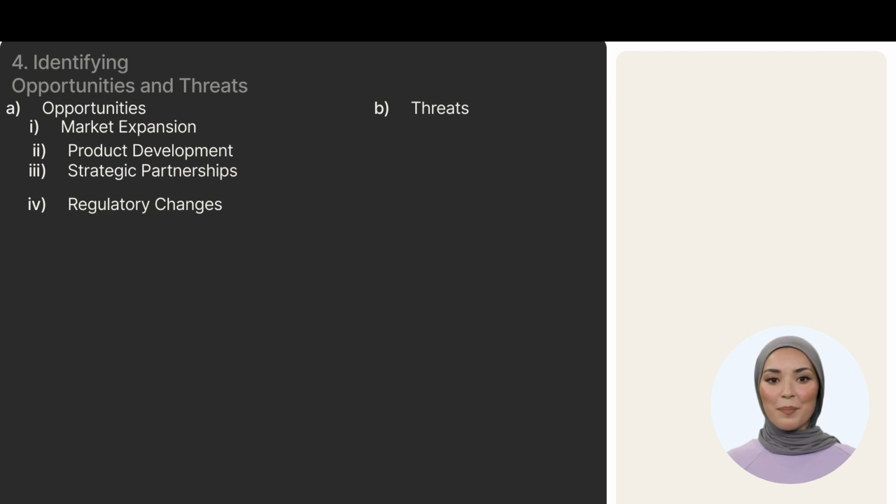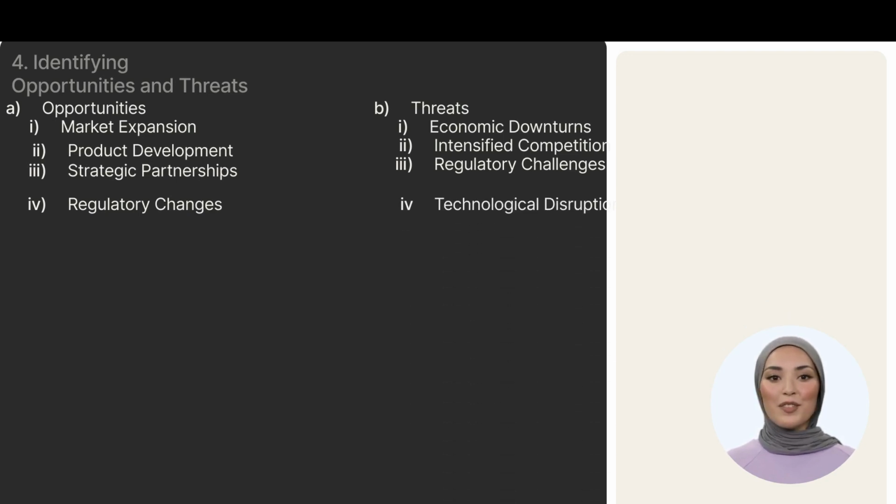Threats. Economic downturns. Economic conditions that could adversely impact demand or operational costs. Intensified competition. Increased competitive pressure from existing or new competitors. Regulatory challenges. New or stringent regulations that could impact business operations or increase costs. Technological disruptions. Rapid technological changes that could render current products or business models obsolete.